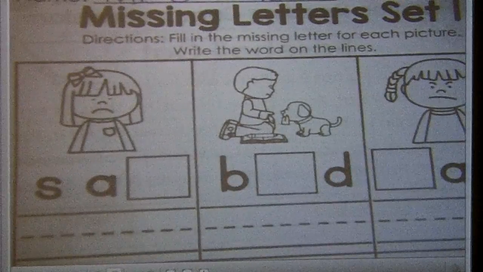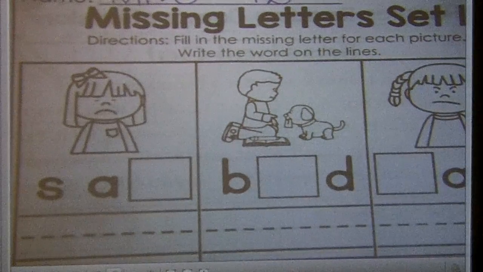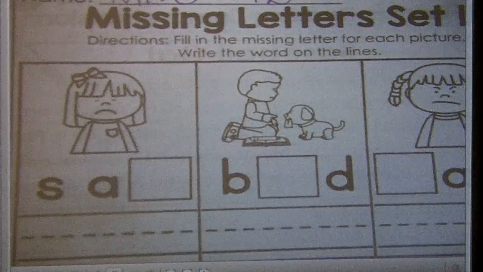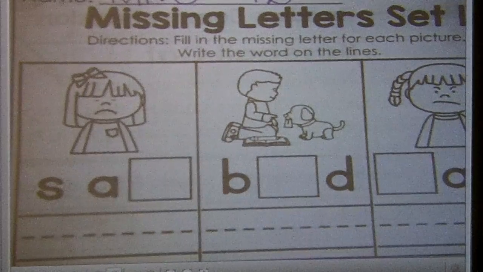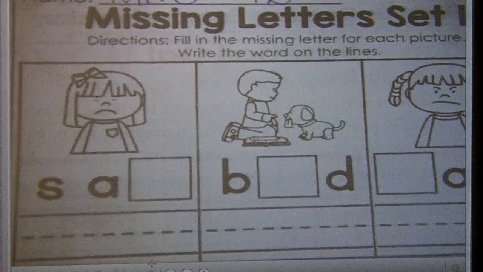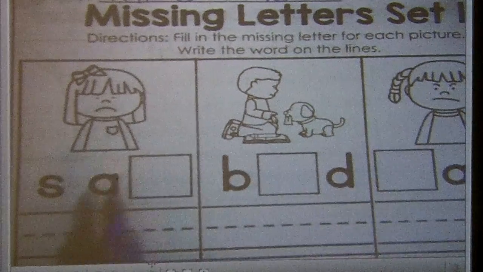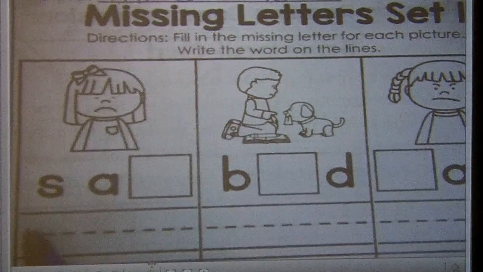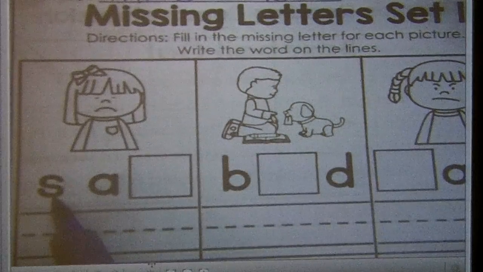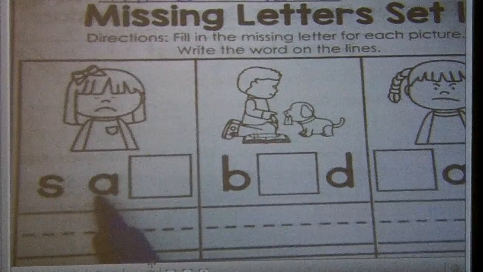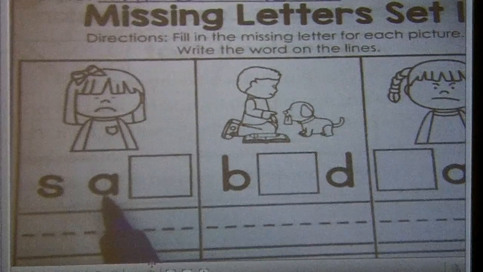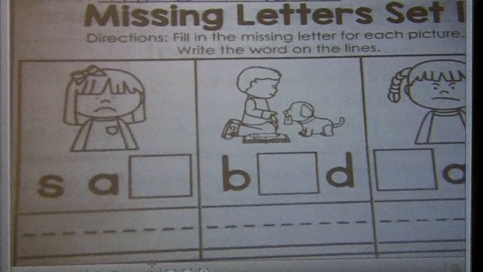So let's tap this out. S-A-D. Again. S-A-D. Try it by yourself. Tap it out. Very good. Now let's look and see what letters are missing. So we said S, and we know the letter S makes that sound. Then we said A, and we know the letter A makes that sound. Now we're looking for the ending sound. D. What letter makes the sound D?